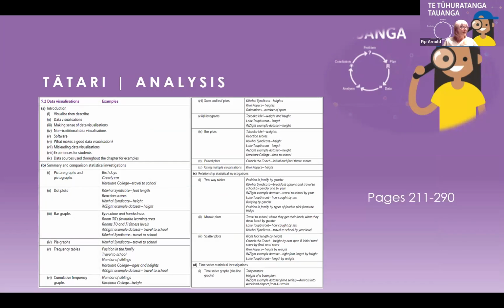So that's the analysis chapter. You see there, this section is 80 pages for just the data visualization. So there they all are. And when you look at the overview, it also tells you the examples, and that may or may not be important for you, but you might think, oh, I just want to explore all the stuff around the Kiwi Capers data set or about the Lake Taupo trout. So you can go through and look at those if you're interested.